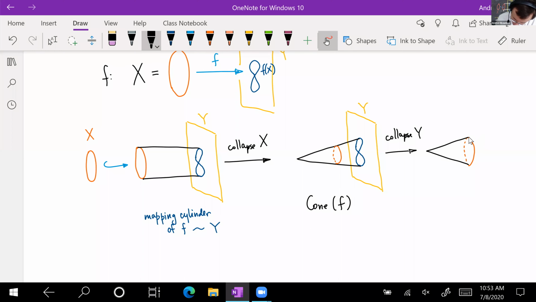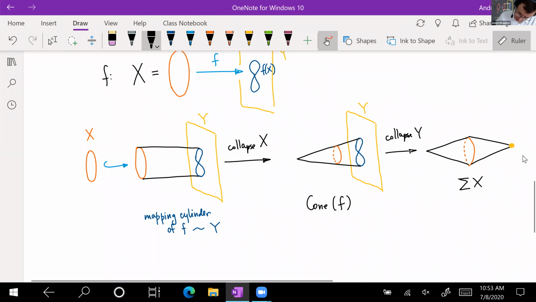We're going to get a suspension of X, right? We took Y and we collapsed it to a point. This is what remains of Y. And so then we get the suspension of X. And then we can continue.